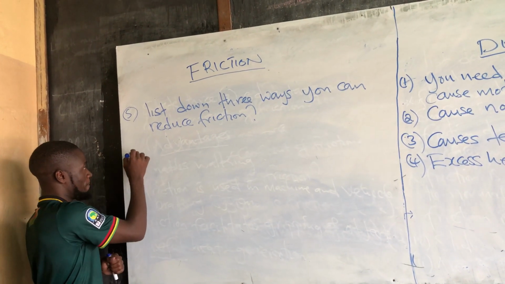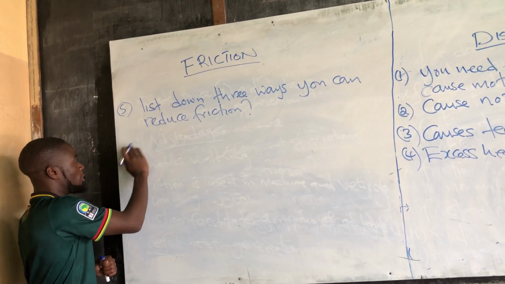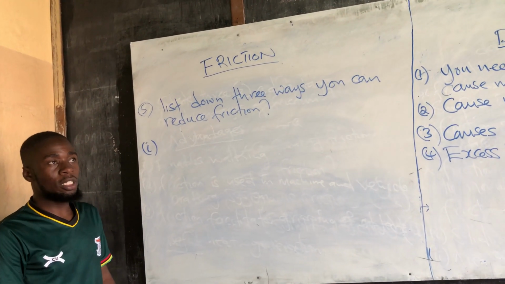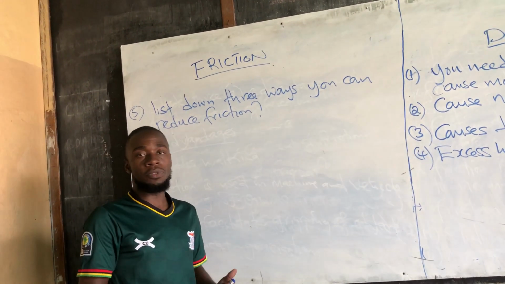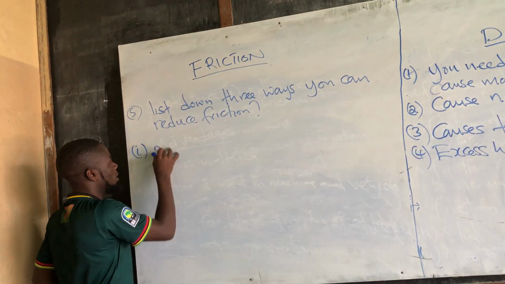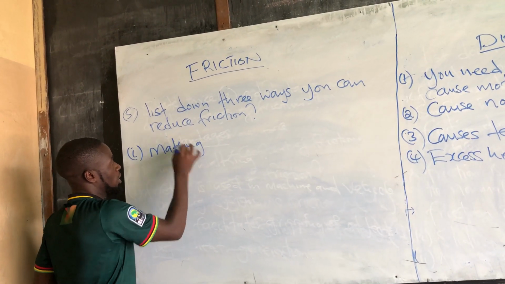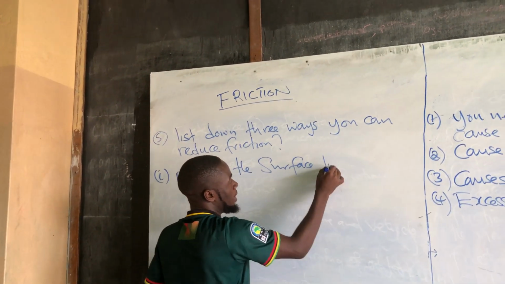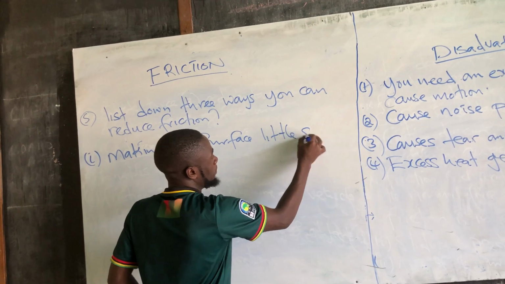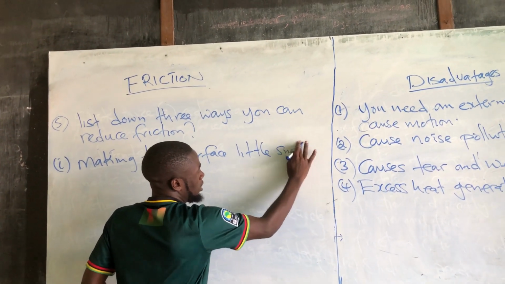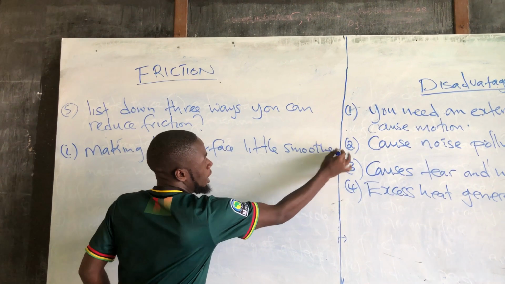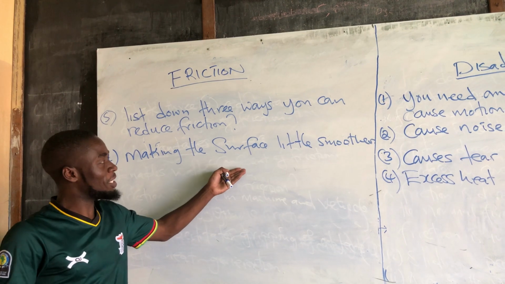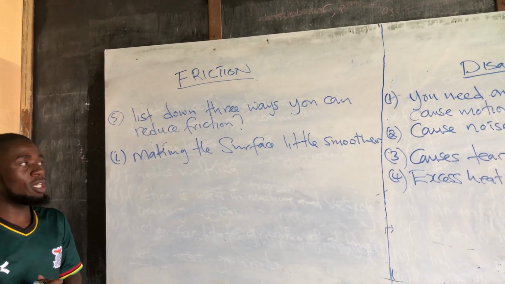So the first one here, we use Roman numerals. You can reduce friction by making the surface smooth. Because we said that friction is the roughness of the surface, how do you reduce friction? It's making the surface a little smoother. That's the first one there.